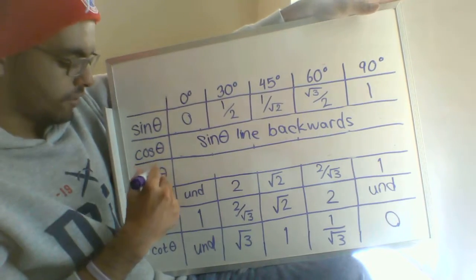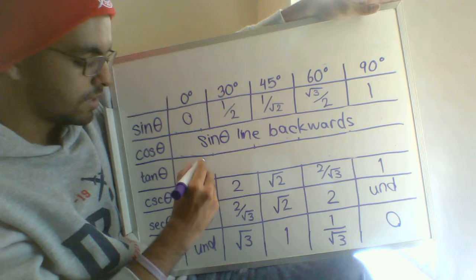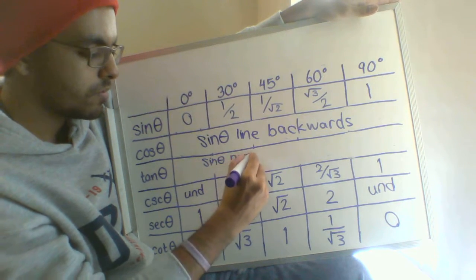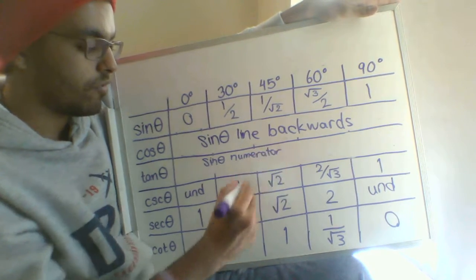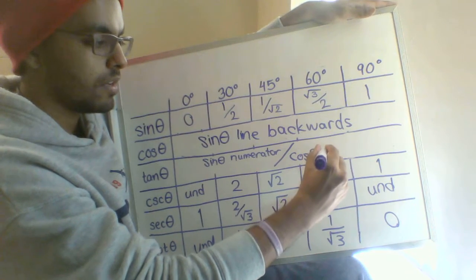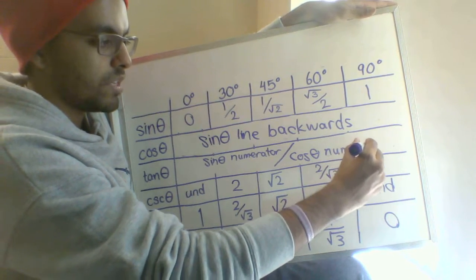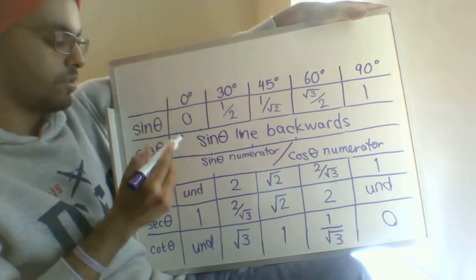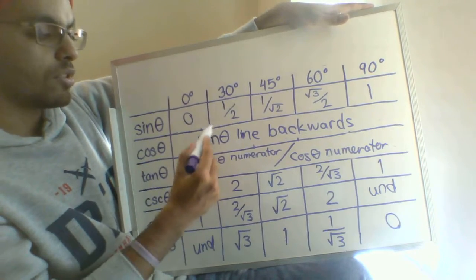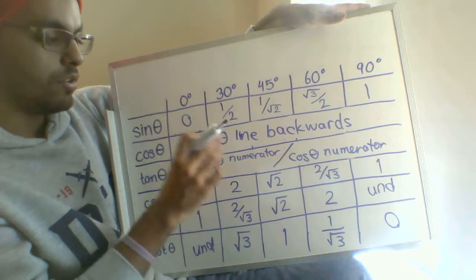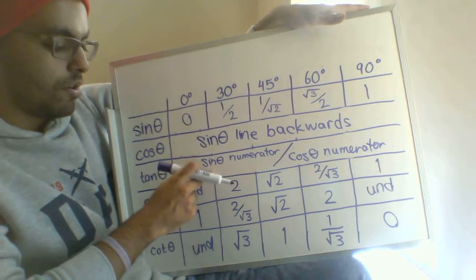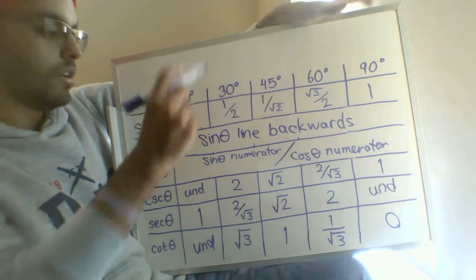Now, for tangent, it's the sine theta numerator, which is the top part of the fraction, don't get that confused, divided by the cosine theta numerator for that particular angle. So if you're working with tan 30, you're going to take sine 30, look at its numerator, cosine 30, look at its numerator, do the sine numerator divided by the cosine numerator, and you've got your tangent value for 30 degrees.